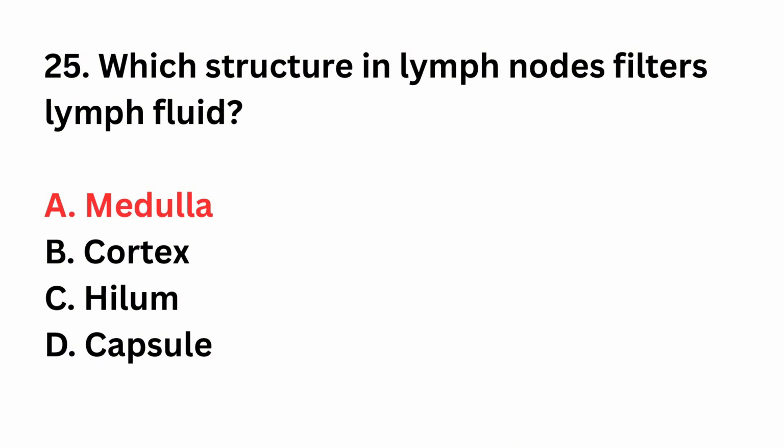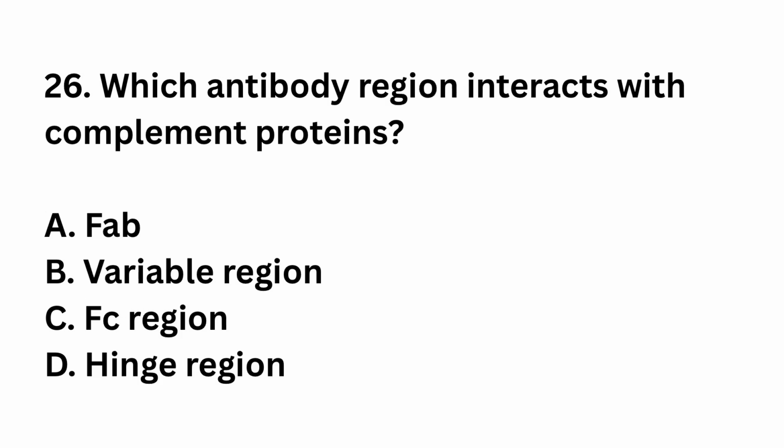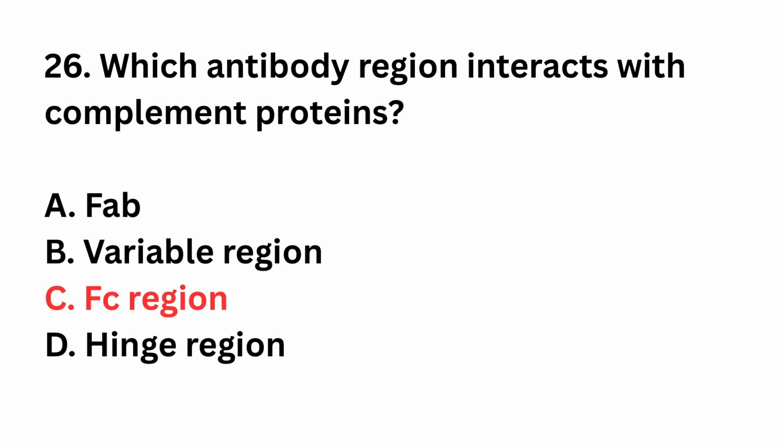Filtered lymph exits via efferent vessels. Question number 26. Which antibody region interacts with complement proteins? Fab, variable region, Fc region, hinge region. The right answer is option C, Fc region. The Fc portion binds complement and Fc receptors.